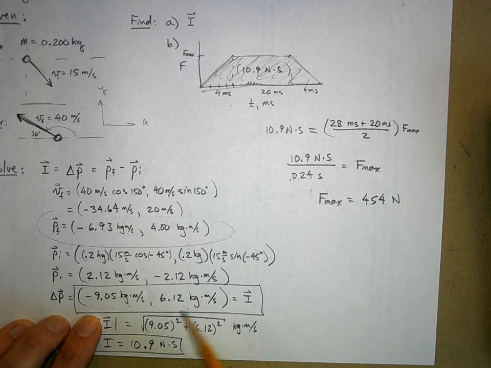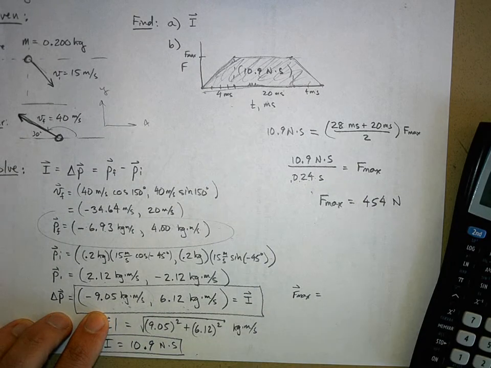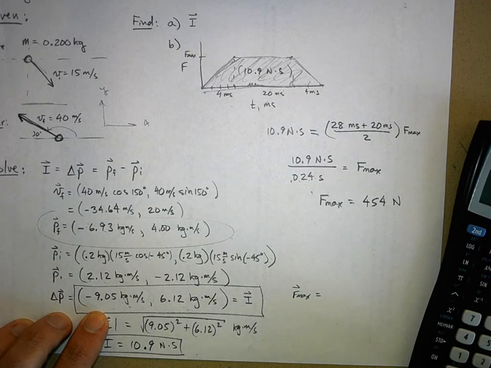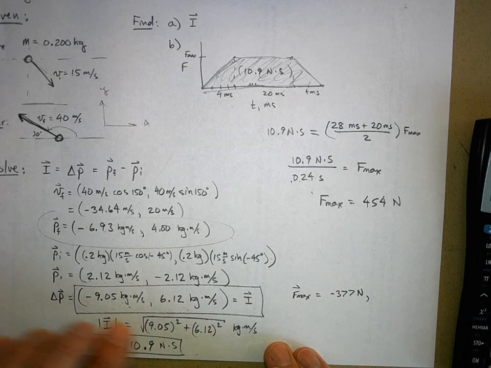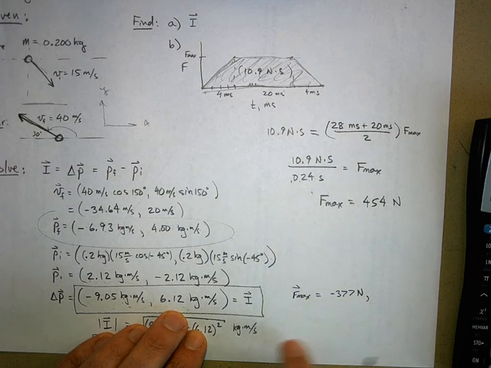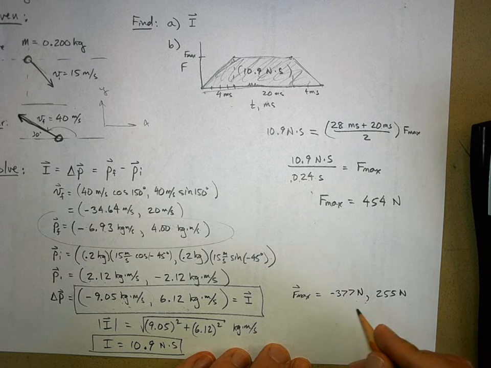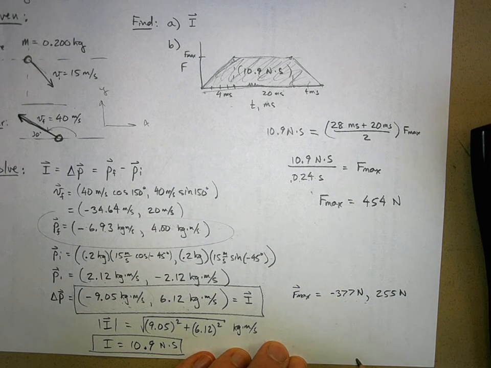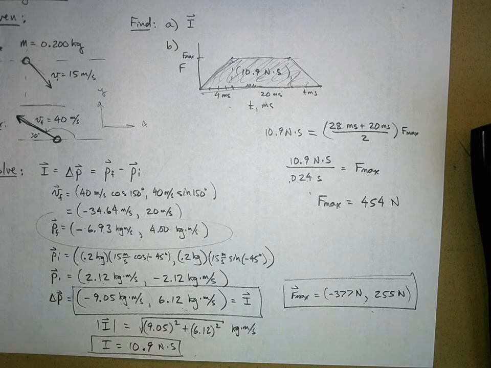Does that work? Let's try it. So I'm saying that the maximum force will have, well, negative 9.05 divided by 0.024. So negative 377, is that right? I think they might have made it positive. So negative 377 newtons, that's the x component, and the y component is 255. You can put it in i and j. Sometimes I'll do it like x and y. And some of you fancy people in Math 6, you put little sharp corner things on here. Is that right? Anyway, this is the maximum force in rectangular coordinates.